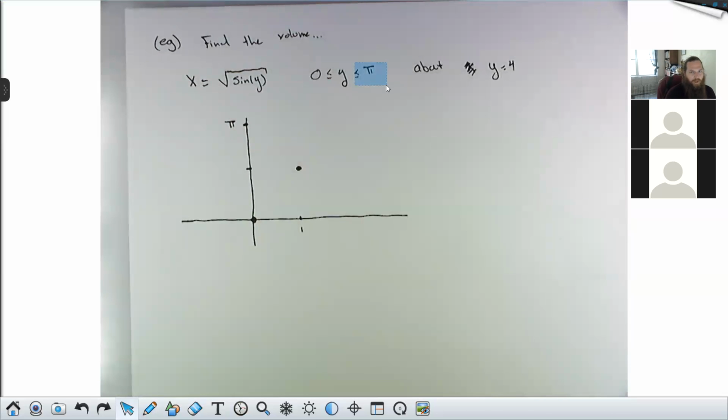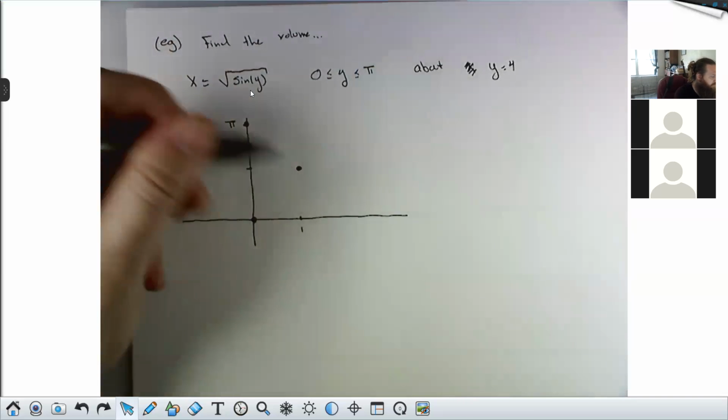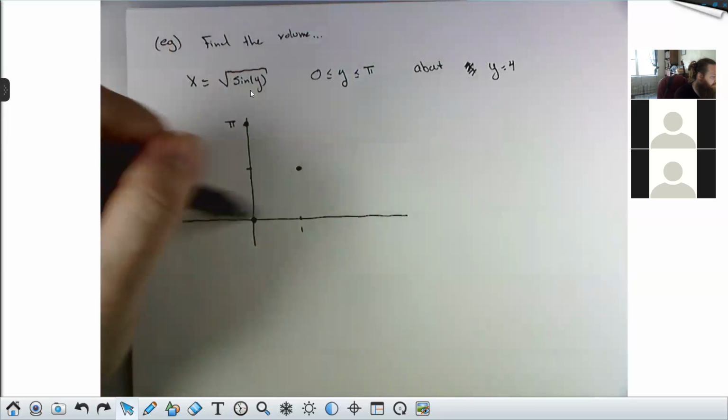And then when y is equal to pi, this is the sine of pi, which is 0 again. And the square root of 0 is 0. So we're coming back here. So my guess is that this curve looks something like this.